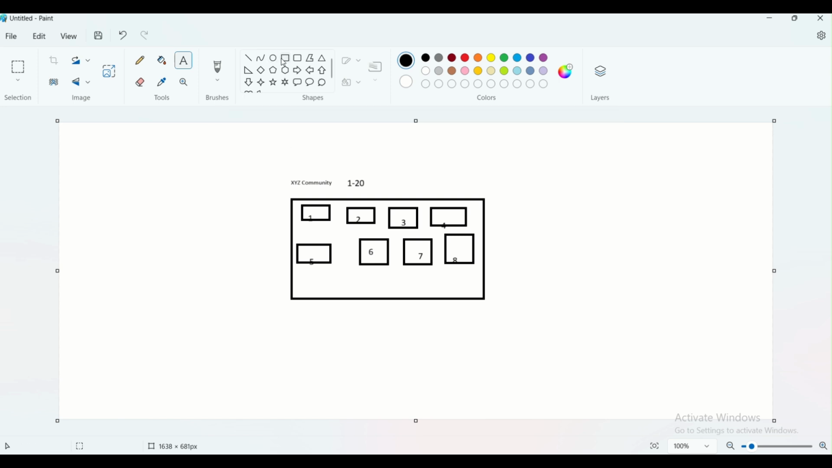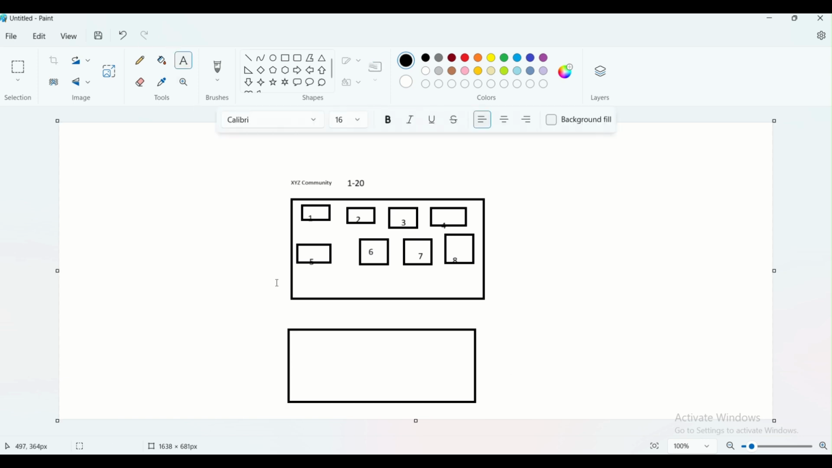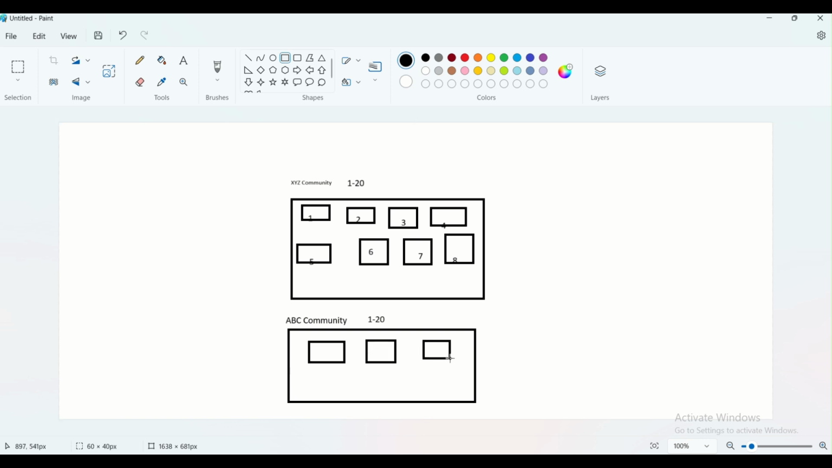Okay, now coming to another community. There is one more community, and its name is ABC community. This ABC community also has numbers 1 to 20, and they also started constructing homes. They have constructed 3 homes at the moment, and I am assigning number 1, number 2, and number 3.